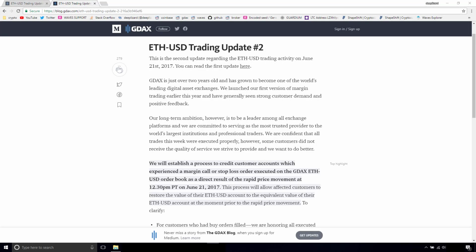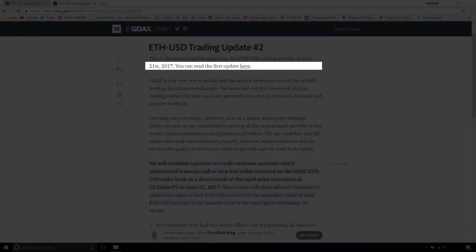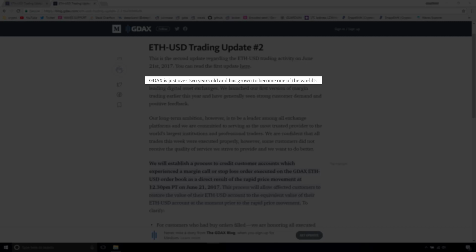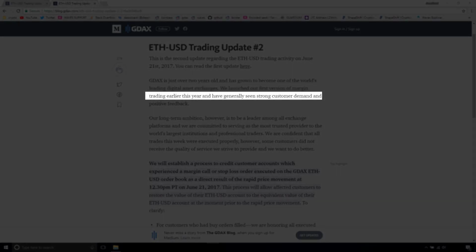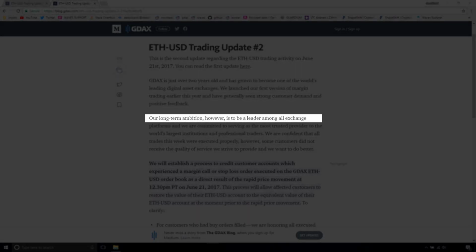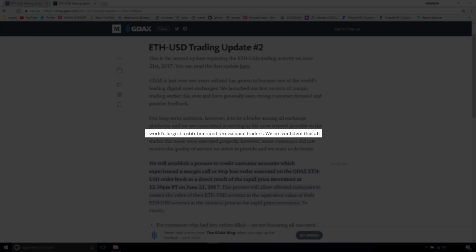So I have flipped tabs and I'm now here at update number 2. This is the second update regarding the ETH USD trading activity on June 21st, 2017. You can read the first update here. GDAX is just over 2 years old and has grown to become one of the world's leading digital asset exchanges. We launched our first version of margin trading earlier this year and have generally seen strong customer demand and positive feedback. Our long-term ambition, however, is to be a leader among all exchange platforms, and we are committed to serving as the most trusted provider to the world's largest institutions and professional traders.